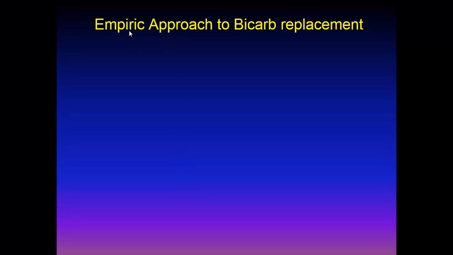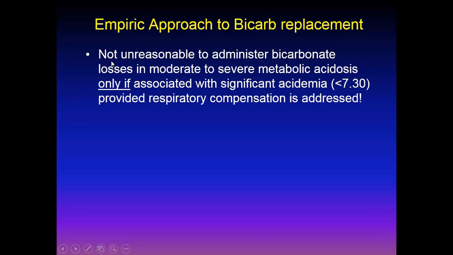So we're talking about the empiric approach to bicarbonate replacement therapy, not the evidence-based approach. It's not unreasonable to administer bicarbonate for losses in the moderate to severe range only if associated acidemia is present and provided respiratory compensation is addressed. So I'm going to show you 3 examples to take home this point.